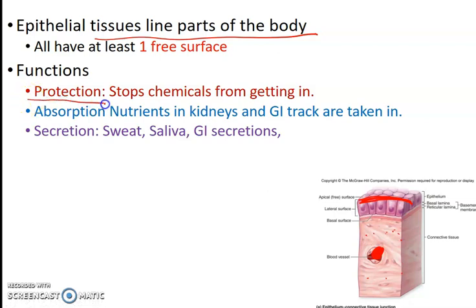It protects. It stops chemicals from getting in. So we have a chemical, let's say ethanol. That's drinking alcohol. That is not going to be able to pass through your skin. It's also going to absorb things, like absorbing nutrients. You are drinking your chocolate milkshake while you are listening to this lecture. It will absorb the chocolate and the sugar and the fat and whatever else they put in the milkshake.